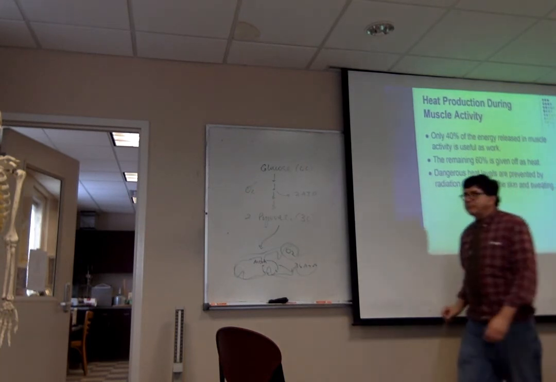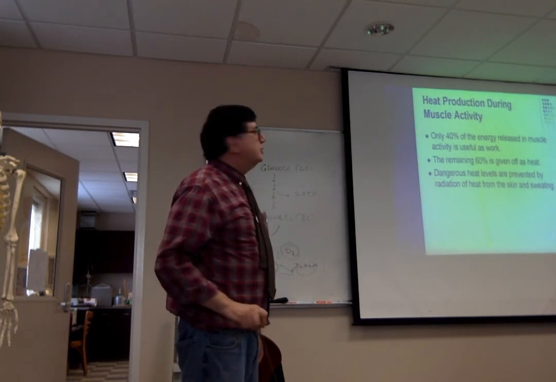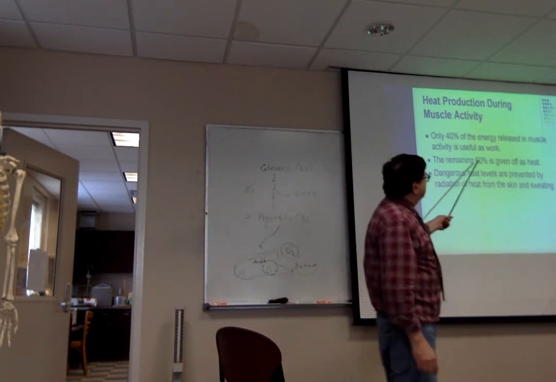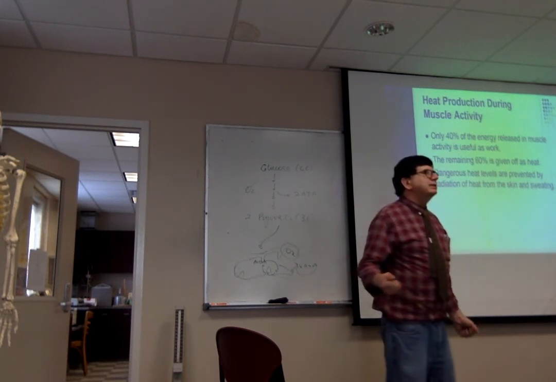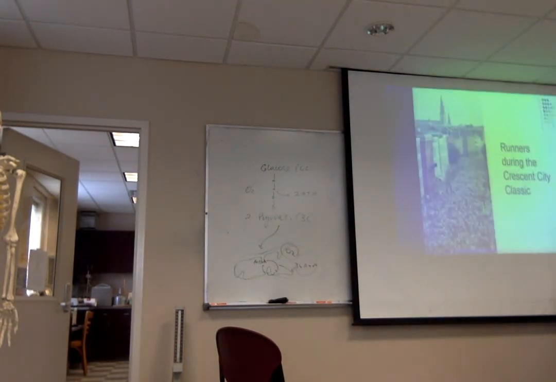Now, turns out that only 40% of the energy released in muscle activity is used for work. The other 60%, okay, is released as heat. So when you're actively contracting muscle, you're generating heat. And that heat has to be dissipated, usually as sweat. Okay? So when you see all these people that are running in the Crescent City Classic, they're sweating, they're drinking water to replenish the water that's lost in sweat. They're also pouring the water on them to help dissipate that heat.